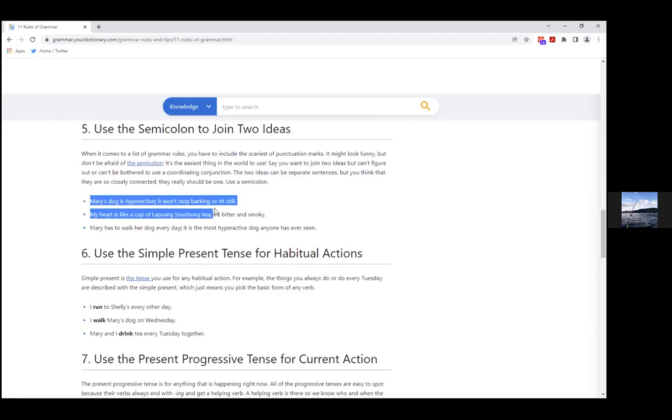Would you like to try? Sure. Mary's dog is hyperactive and it won't stop barking or sit still. Okay. Exactly. So this eliminates the need for the and that you felt you needed to put in there, which is a little more like natural conversation. So you can't blame me for wanting to do that. But that does remove the and or a necessity for and in a sentence structure. Okay.